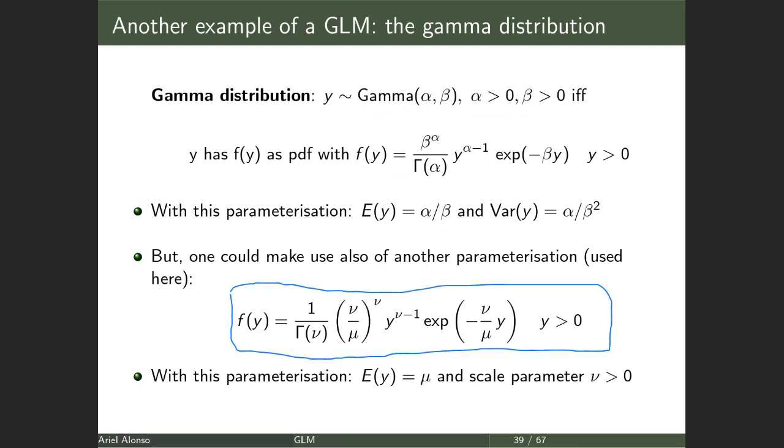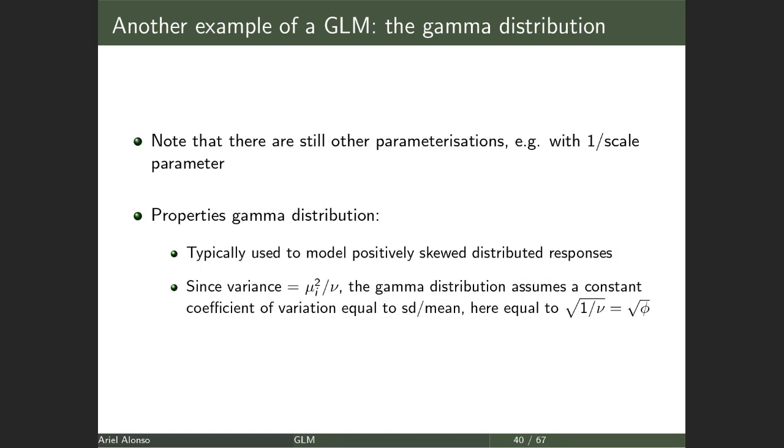This is also a gamma distribution, but now mu is the mean. So the expected value of y is equal to mu. And this gamma over here that you have in this part of the equation is just a scale parameter, which is always positive. By the way, a gamma distribution is a distribution that you use for positive random values, and it is kind of a skew distribution. There are other parameterizations of the gamma, but we are going to work with the last one we saw. The gamma distribution is used to model positively skewed distributions.